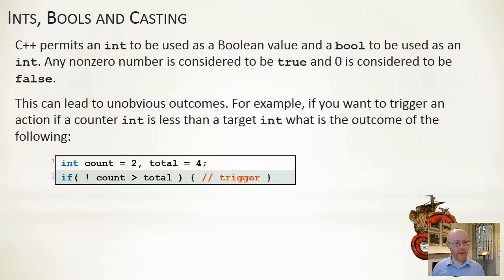So what I have in mind: count's greater than total, 2's greater than 4? No, it's not the case. So it's not the case, and then I should trigger it. Now, do you think that's what will happen? Have a bit of a ponder in terms of under what conditions you think that trigger will happen. Unless you are a C++ programmer, it's maybe not what you might expect. But we'll have a look now in the next slide.